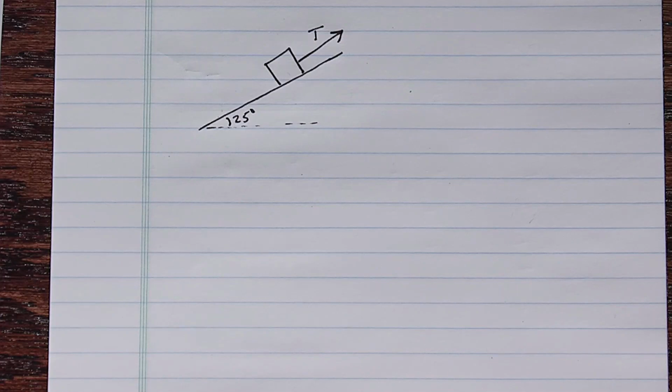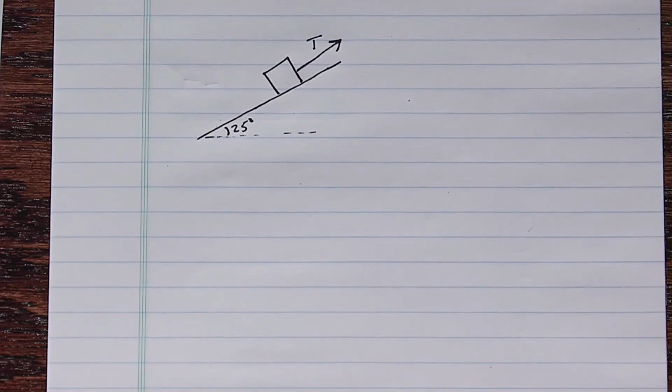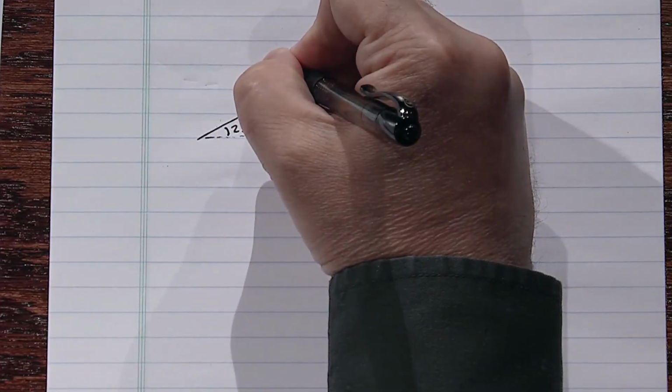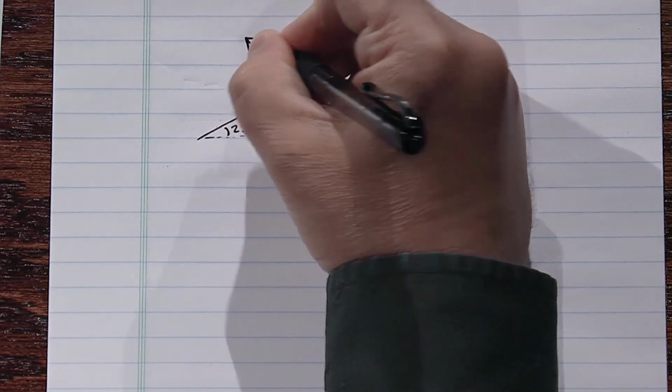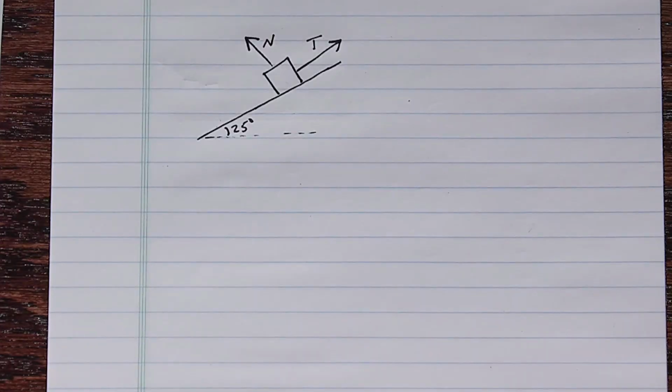We also have the normal force from the ramp. And we know that the normal force is going to be perpendicular to the ramp. So the normal force is pushing the box upward in the direction perpendicular to the ramp.